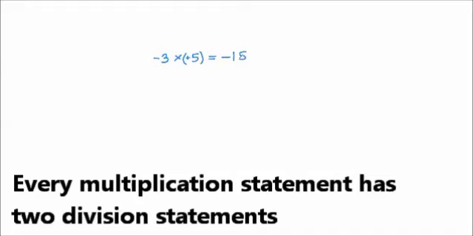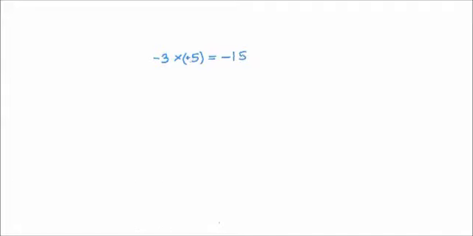Now, let's see what they are. When we say -3 multiplied by +5 is -15, that means if we divide -15 by any of these multipliers, we will get the other multiplier. So the first division statement here is -15 divided by, let's say, -3 will give us the answer +5.